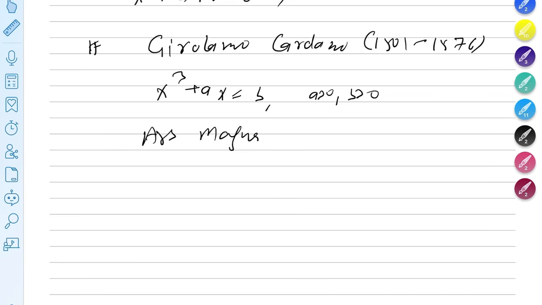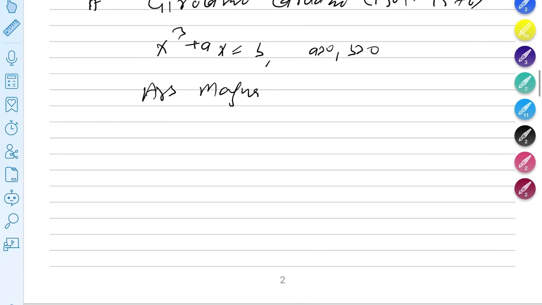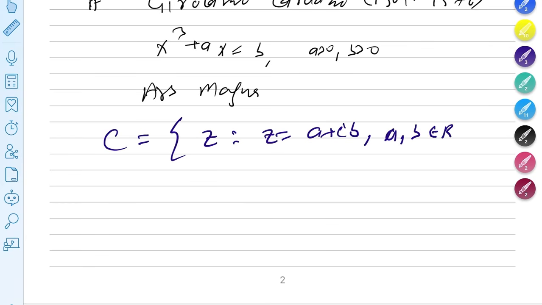So what is a complex number? We can say the set of complex numbers is denoted by z, such that z is equal to a plus ib, where a, b are real numbers and i squared is equal to minus 1. This is the notation we use.